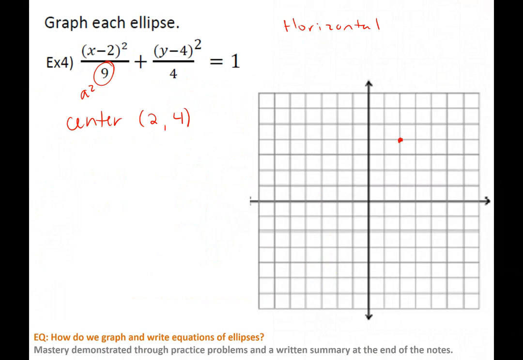Then using my a squared is 9. So a is going to be 3. So from the center, I'm going to go horizontal, dominant direction, 1, 2, 3. And back, left, 1, 2, 3. Then for the other direction, I'm going to go to my b squared, which is 4. So b is going to be 2. From the center, go up 2 and down 2, the non-dominant direction there, and then connect the dots with a smooth curve.